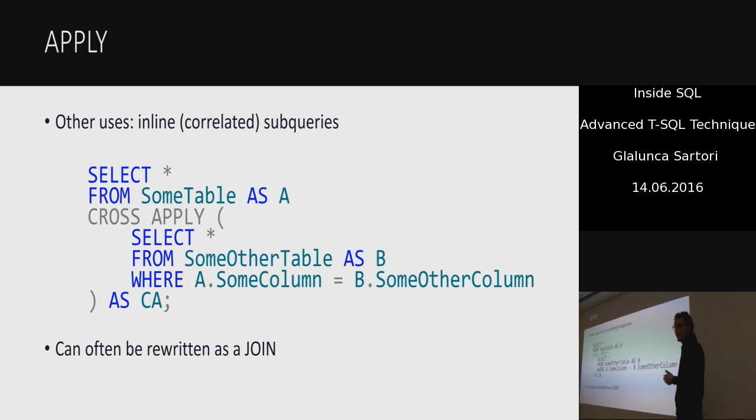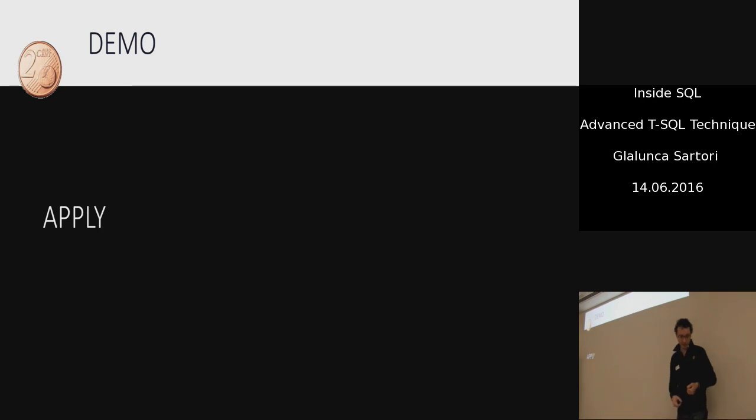When the optimizer is unable to do this, the only possible join strategy between the input set and the function is a nested loop. When the optimizer is able to translate this into a join, it will also be able to use different join strategies, such as hash join or merge join. Okay, so let's go through this quickly with some demos.